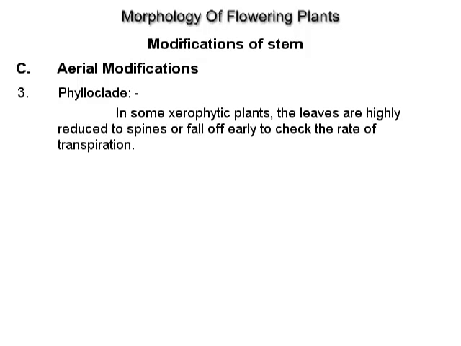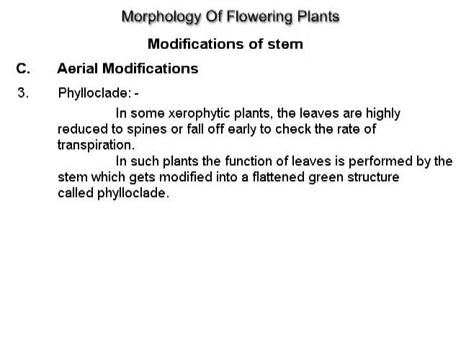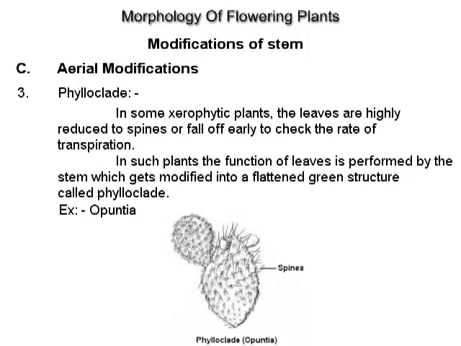Phylloclade. In some xerophytic plants, the leaves are highly reduced to spines or fall off early to check the rate of transpiration. In such plants, the function of leaves is performed by the stem, which gets modified into a flattened green structure called phylloclade. Example, Opuntia.